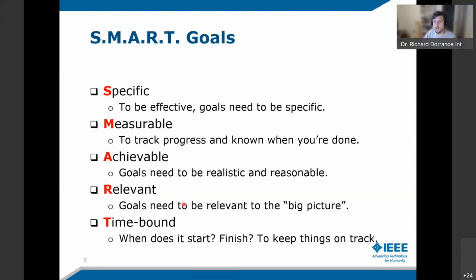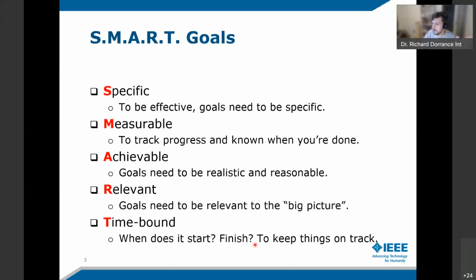So it needs to be relevant to the large, overall big picture that you're trying to work on. And probably the most important thing when it comes there is it needs to be time bound. You need to know when that goal starts, when it finishes, and all the different steps and other things in between, just to make sure that you can keep things moving and on track.